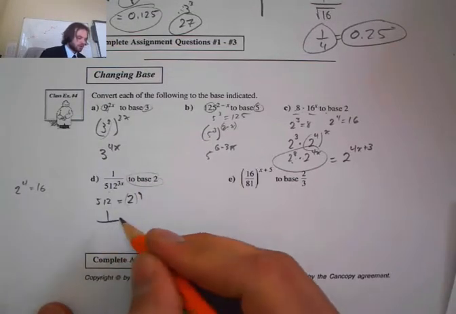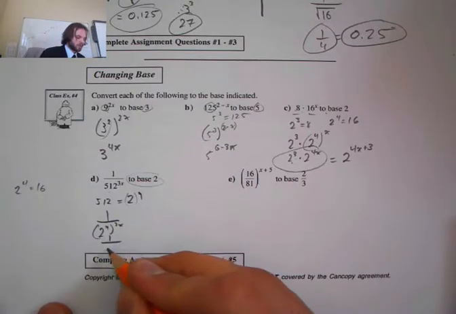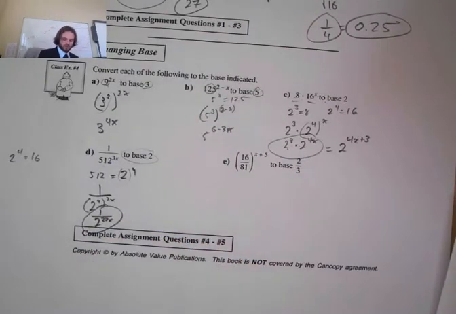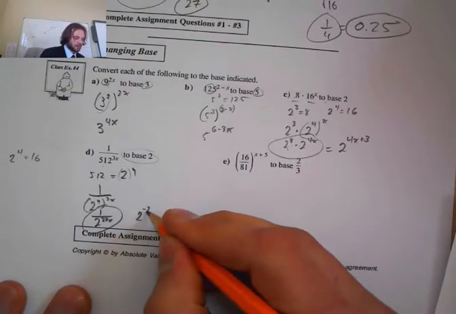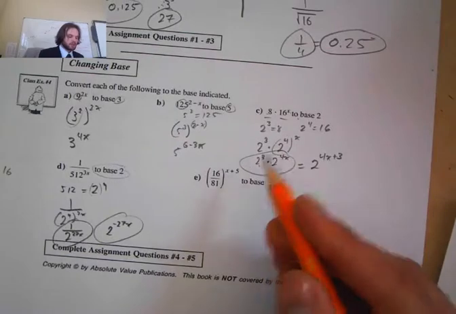So it's 1 over 2 to the power of 9 multiplied by 3x, which will give me 1 over 2 to the 27x. And there we go. That is my solution. Or I could say 2 to the negative 27x. Okay? One of these would work. Let's take a look at the next one.